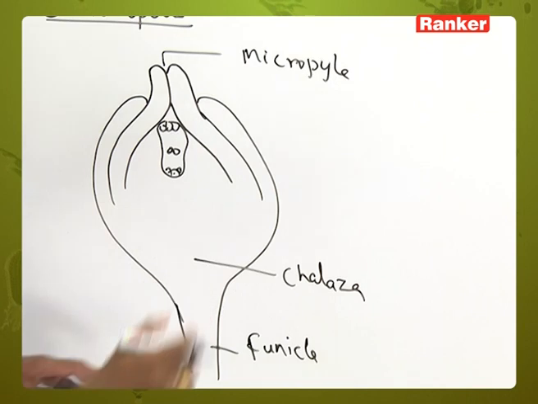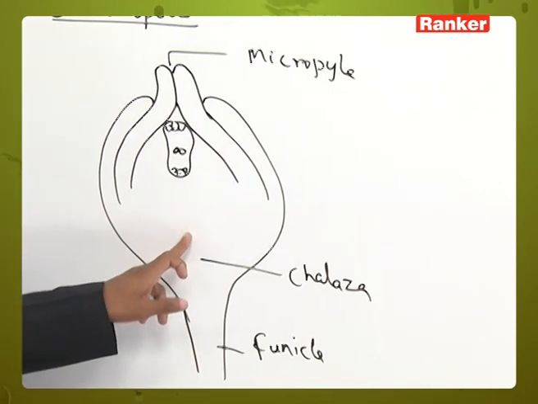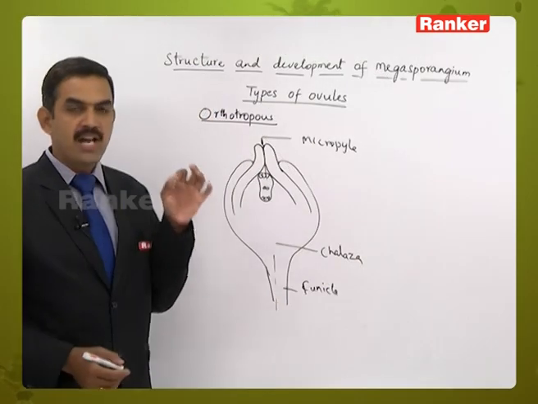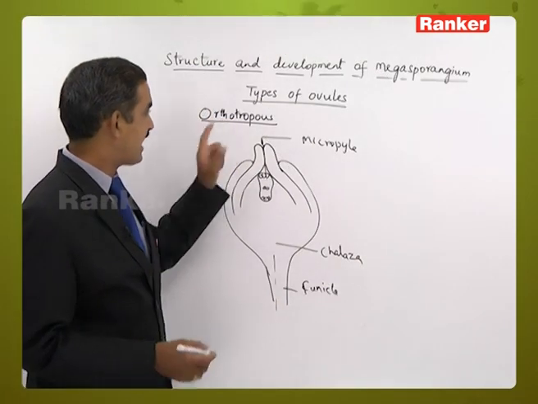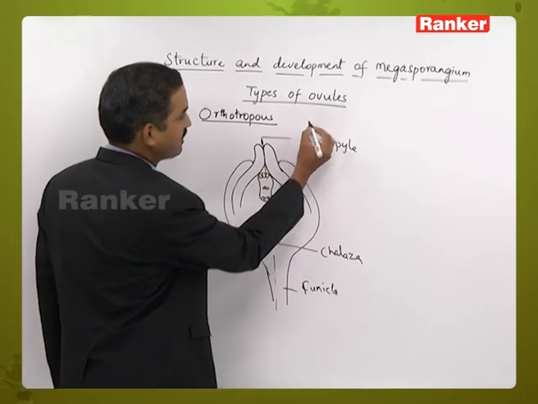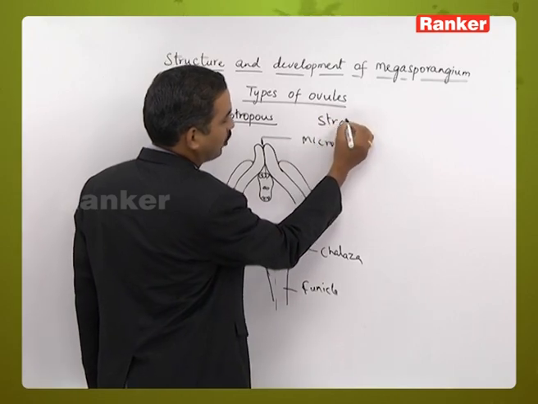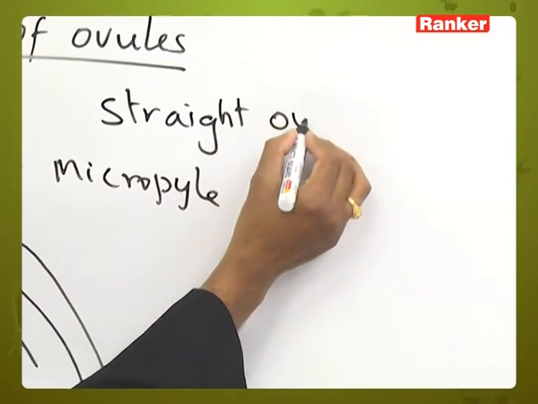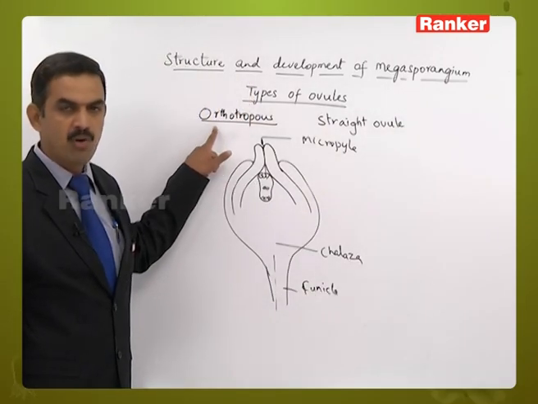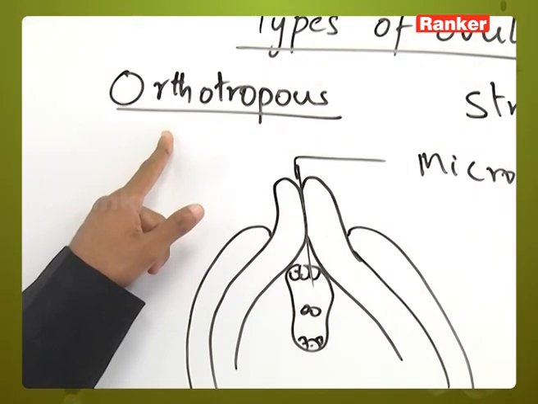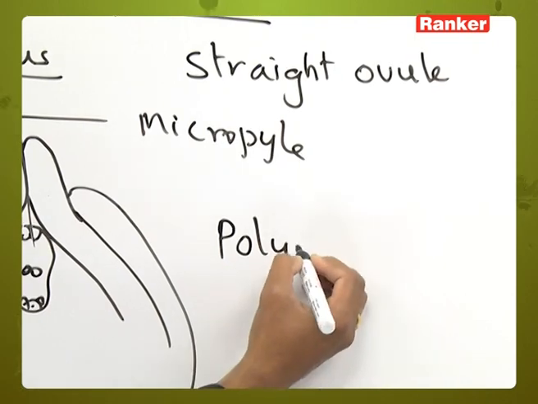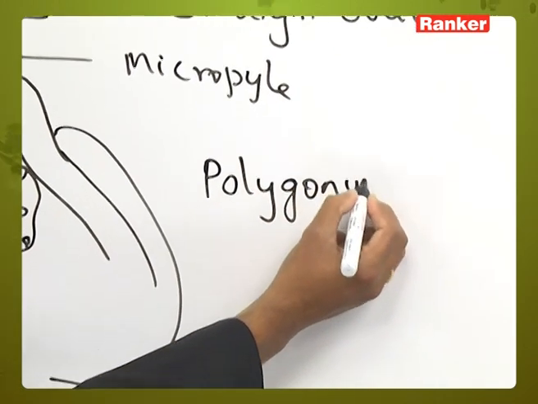So this is the nucellus part. The funicle, chalaza and the micropyle, all the 3 parts are present on the straight vertical line. That type of ovule is called the orthotropous type of ovule, and otherwise we can call it a straight ovule also. This is the most common type of ovule present in angiospermic plants. We call this type of ovule polygonum. Our best example is Polygonum.